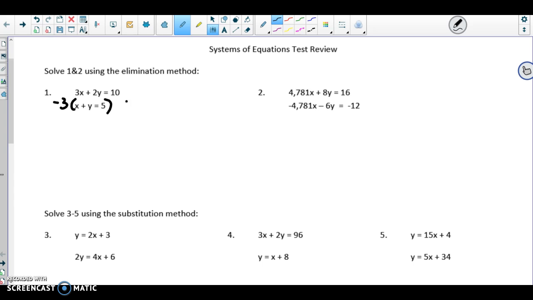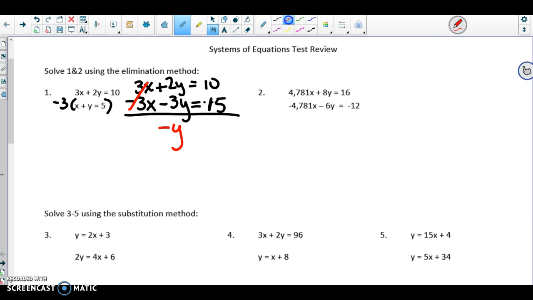So I'd have for that one -3x minus 3y equals -15. And for the top one, I still have 3x plus 2y equals 10. Now I'm ready to add, and those are going to disappear because the negative 3x and the positive 3x are going to disappear. 2y minus 3y is going to give me a -1y, and that's going to equal, remember this was a -15, that's going to equal -5.